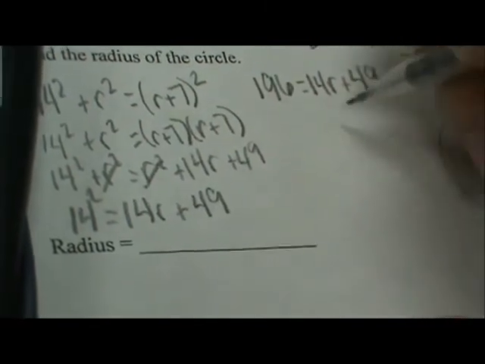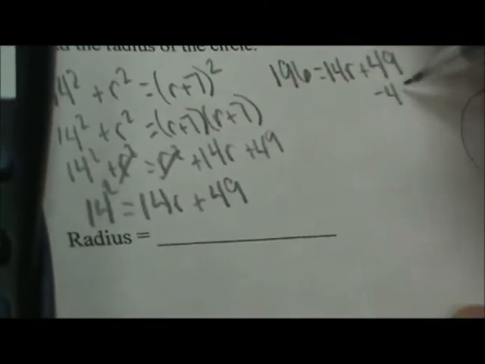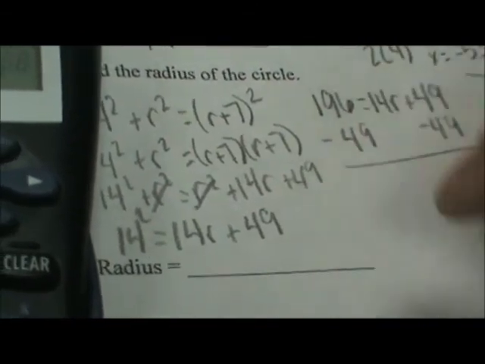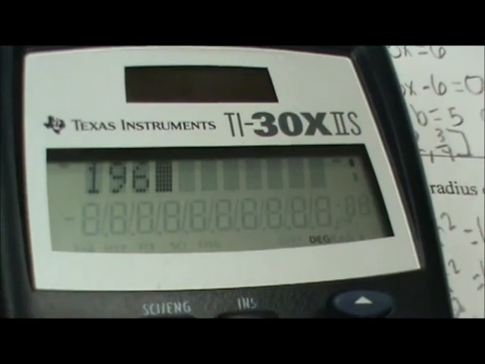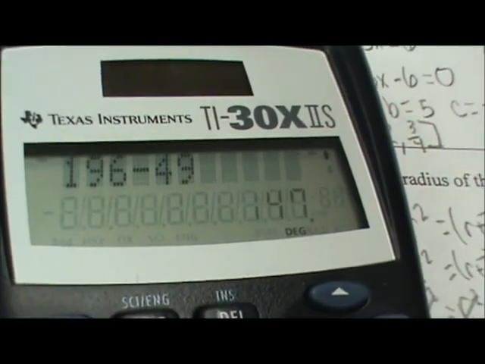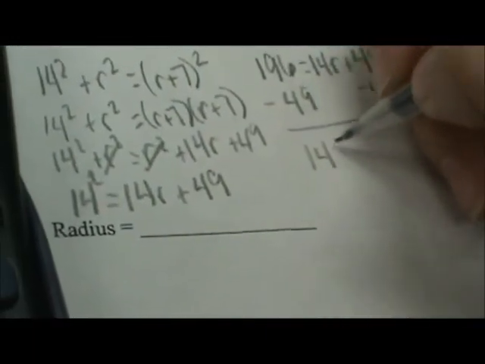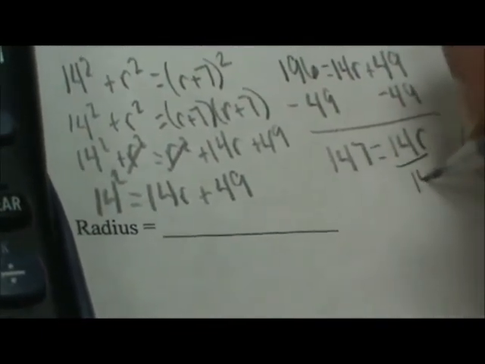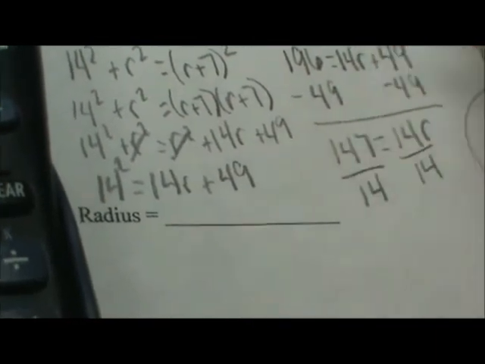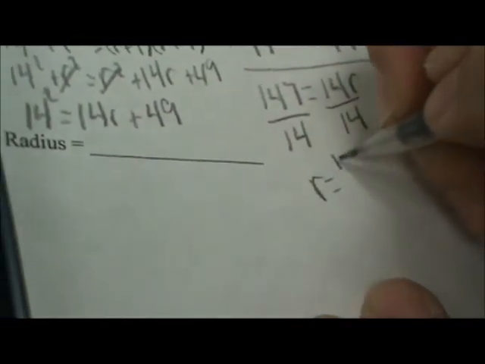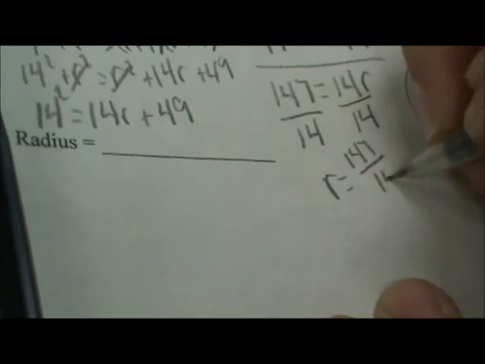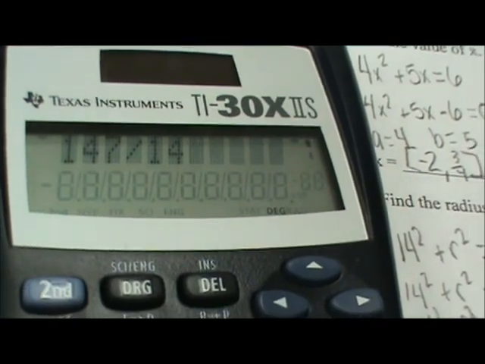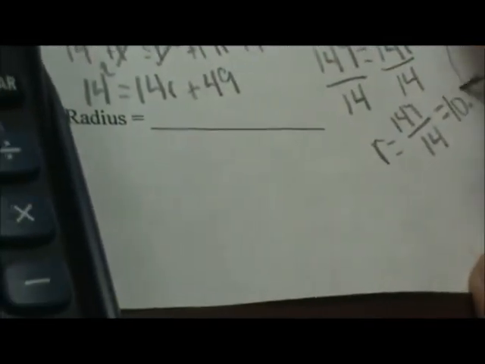Well, you need to subtract 49 on both sides. So when you take 196 minus 49, you will get 147. So you get 147 is equal to 14r. Well, then you need to divide by 14 on both sides, and you will get r equal to 147 over 14, which is approximately 10.5. So your radius is 10.5.